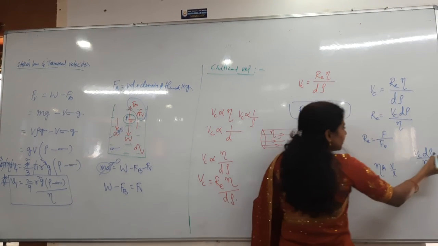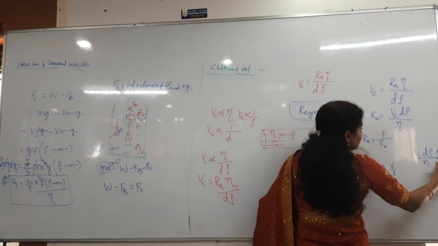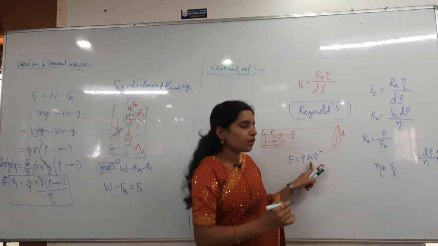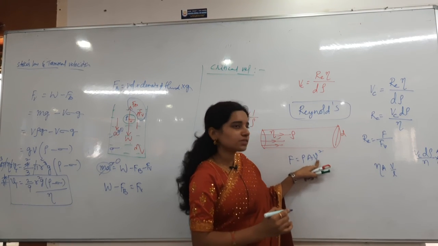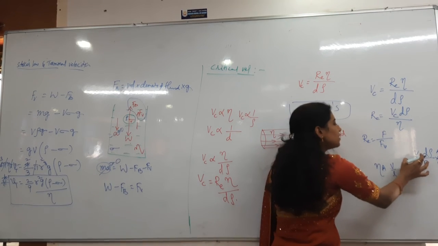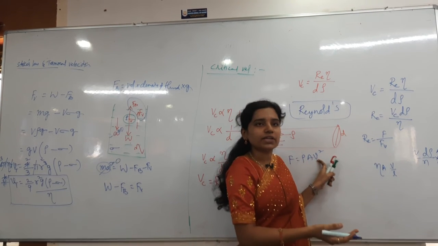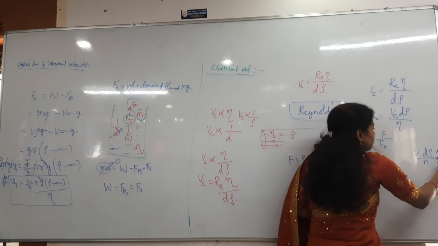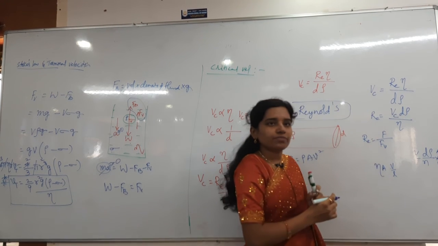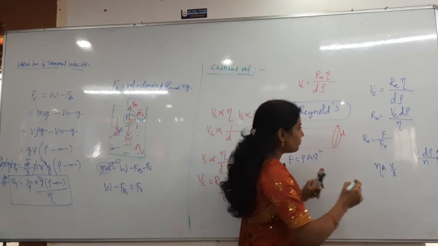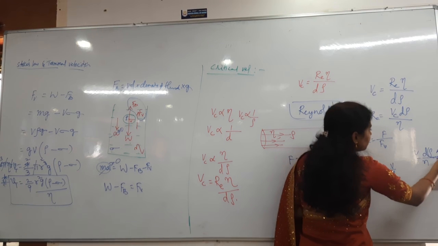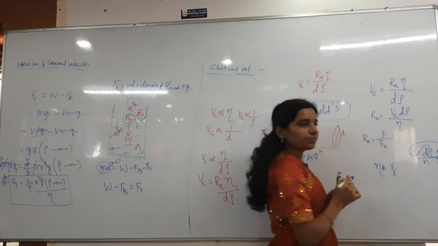To get the area, I will multiply with area and then divide with area. Now I have to get rho A V square. Here only one velocity is there for us, so I have to get another velocity. What can I do here? Multiply by V and then divide by V. Now rho A V square is finished.